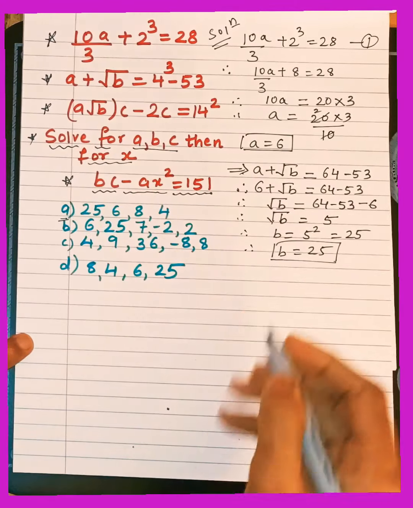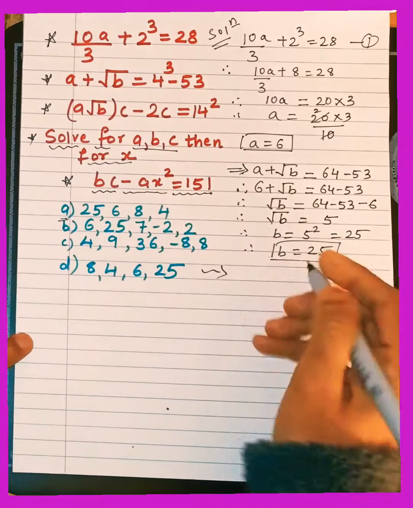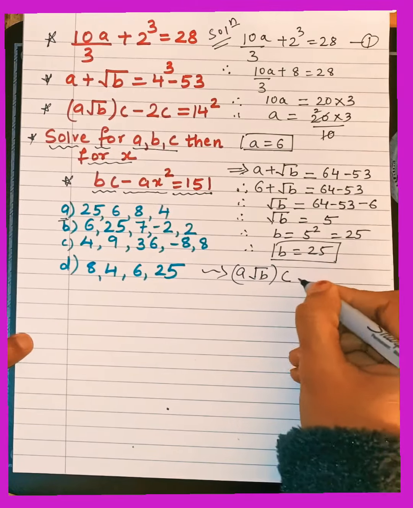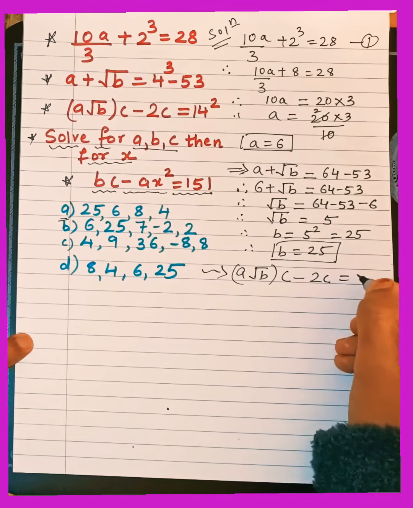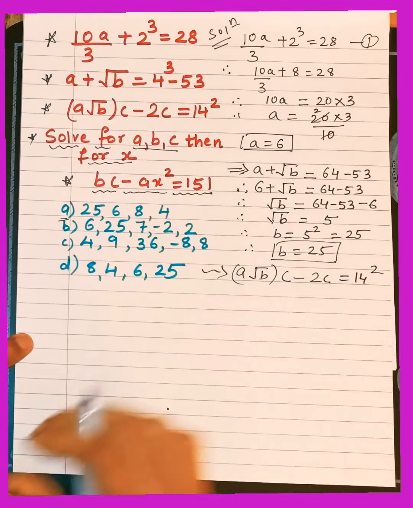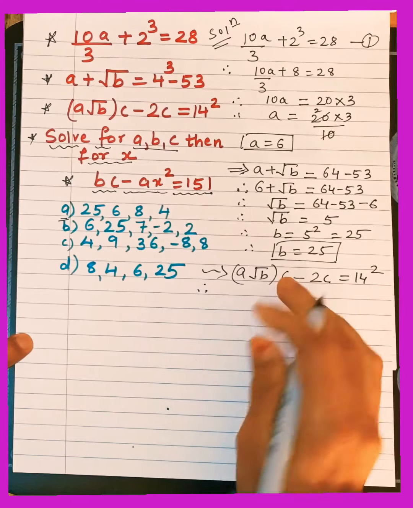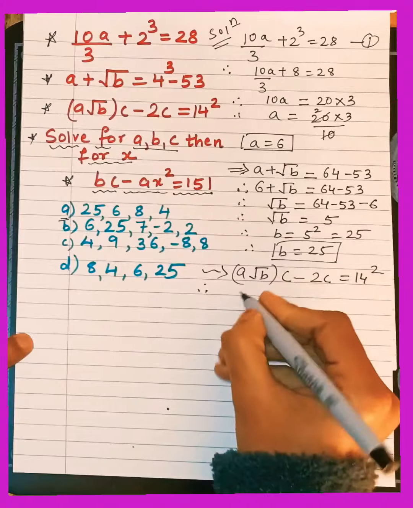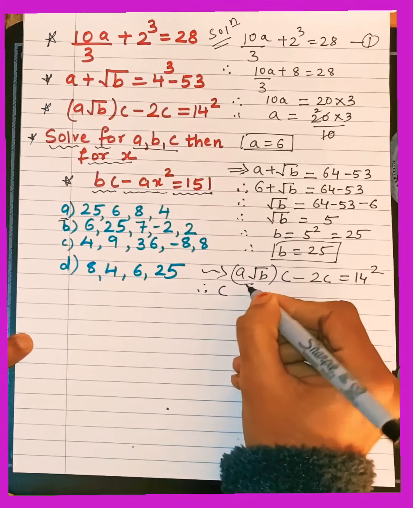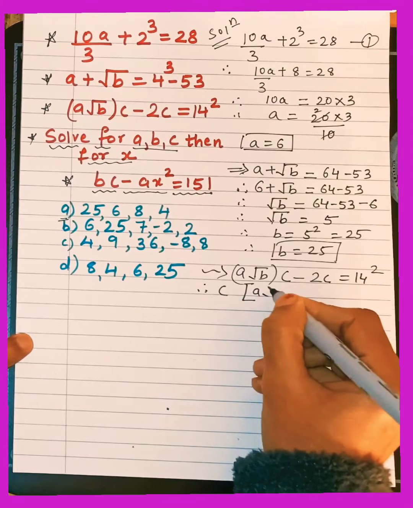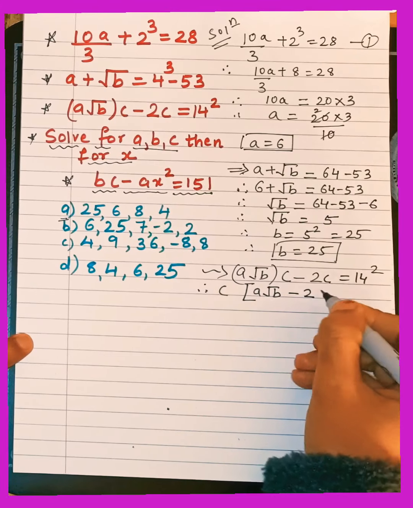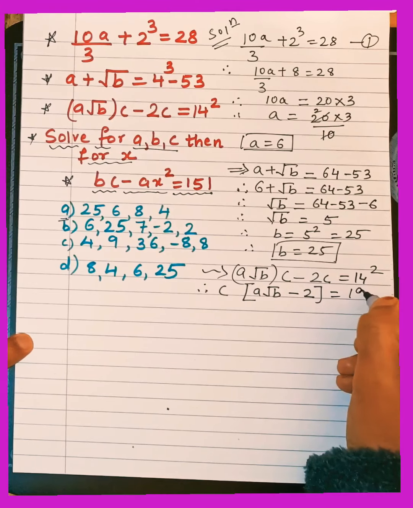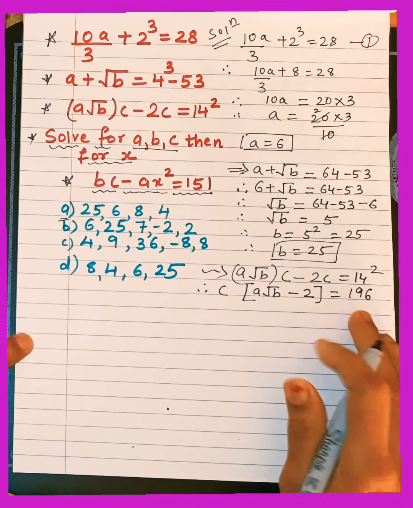Now moving ahead with the third equation. The third equation is a square root of b into c minus 2c equal to 14 square. So this is our third equation. Now if you see, we can take out c common because here also c is there, here also c is there. So I am taking out c common. So in the bracket, what is left? a square root of b minus 2 equal to 14 square, and 14 square is 196. Okay, so here I am writing 196.